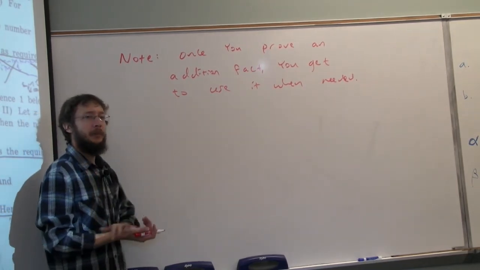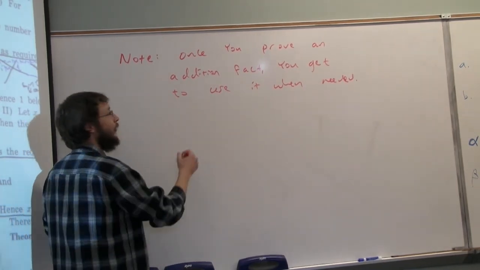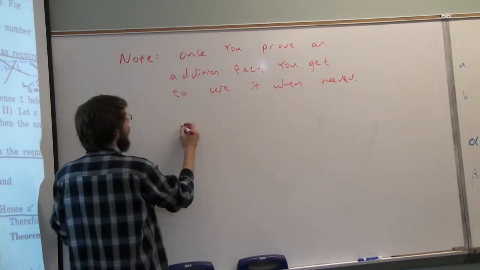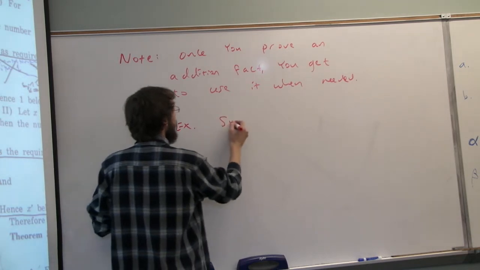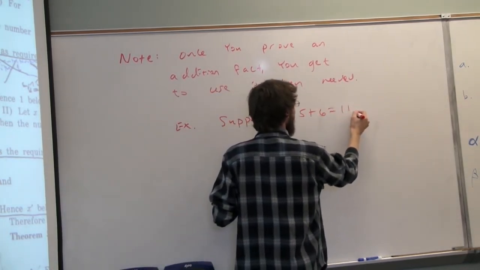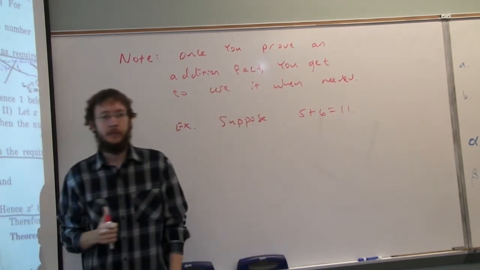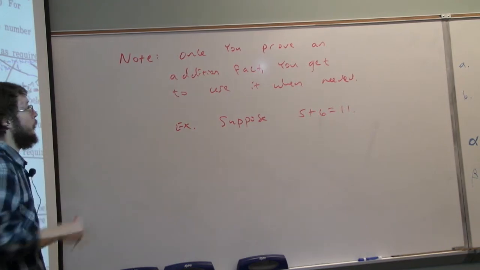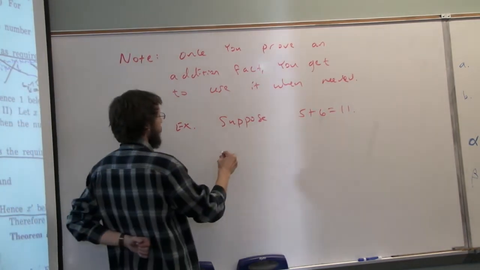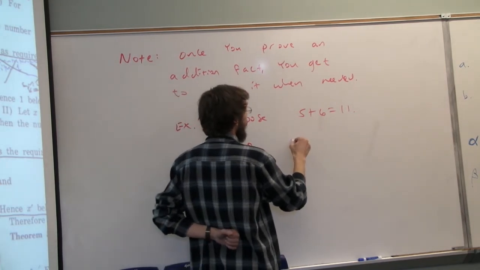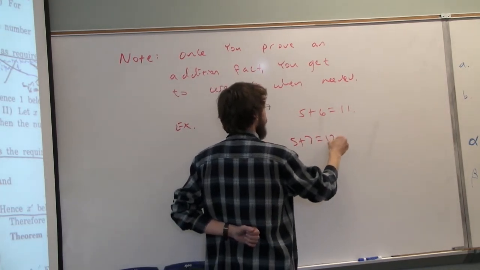Well, we'll do an example so you don't have to go through quite as many tedious steps. So let's take a look at an example. Suppose 5 plus 6 is known to be 11. Let's use that to prove that 5 plus 7 is equal to 12.